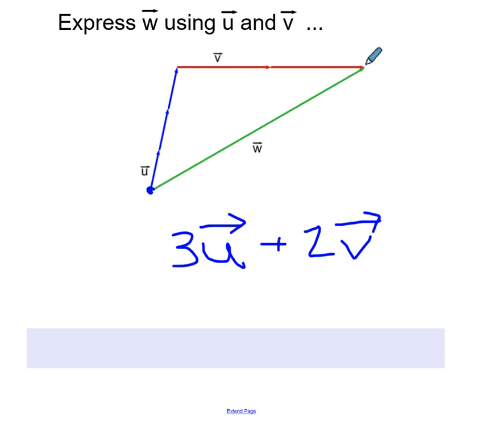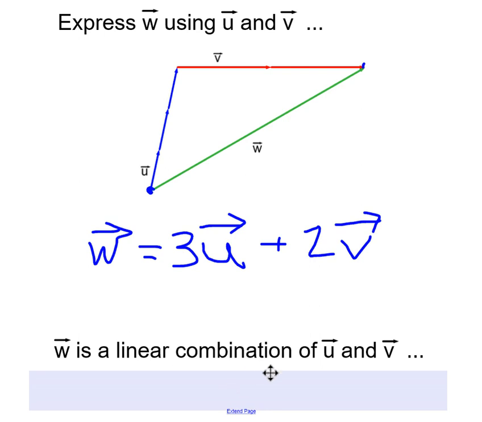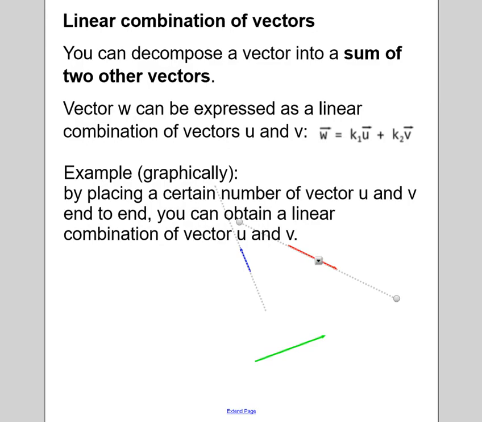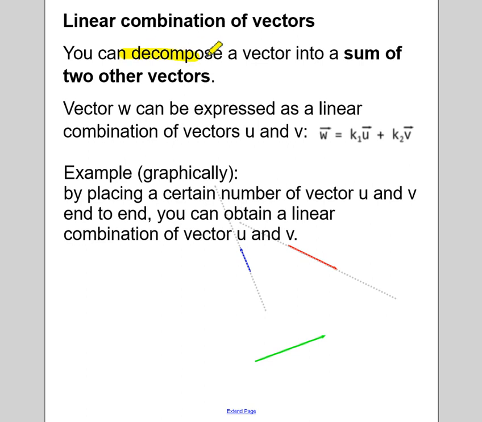You start from here and here. So this is your W. So we can say that W is a linear combination of U and V. So it's a certain number of times U plus a certain number of times V. So the definition really of a linear combination is that you can decompose a vector into a sum. So decompose is really important. One vector into a sum of two other vectors.